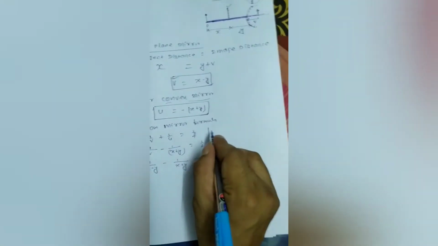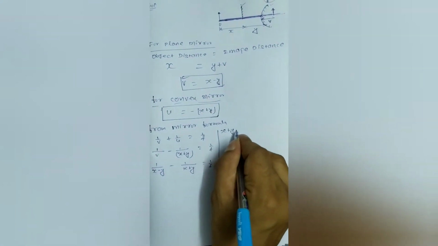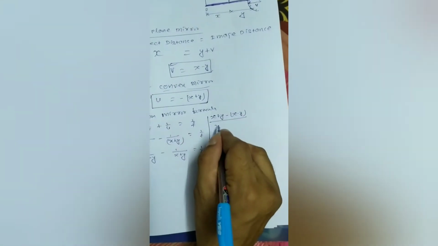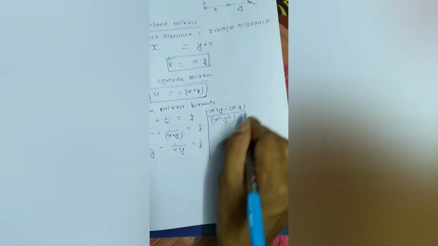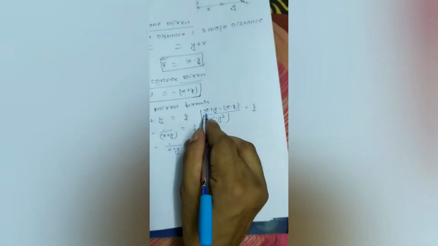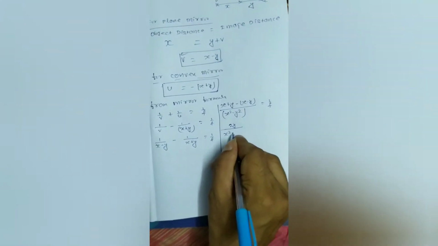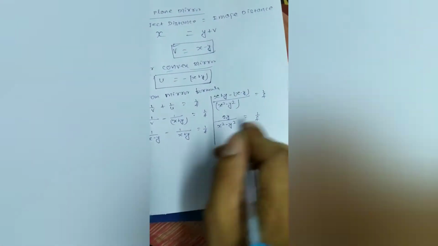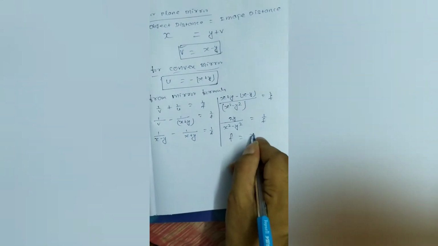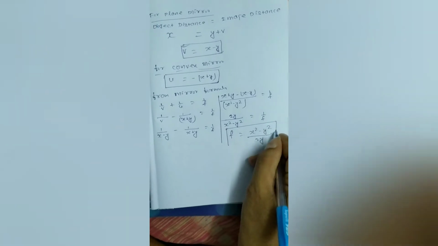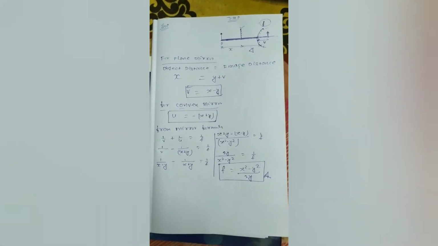Now solve this mathematically. What will happen? (x plus y) minus (x minus y), divided by x square minus y square, is equal to 1 by f. So after solving this, 2y by (x square minus y square) is equal to 1 by f. So f is equal to (x square minus y square) by 2y, and this will be our answer. Right guys? So see, this whole question is very easy and also a very good question, right? Okay.